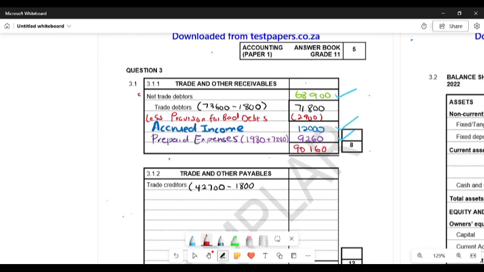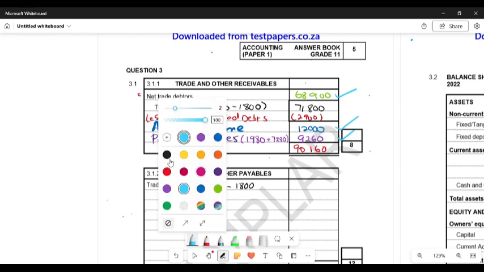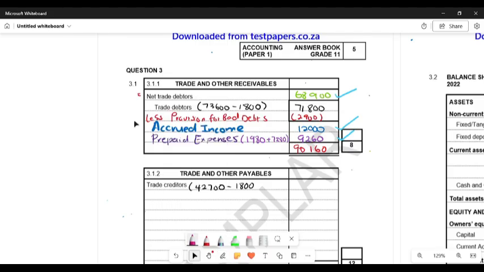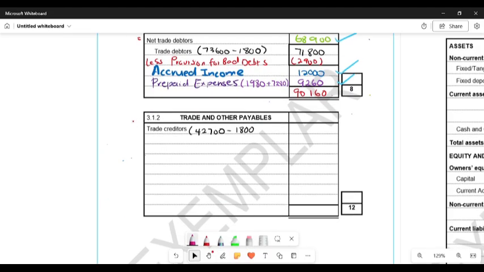All right. Now, let us move on to trade and other payables. We are done with trade and other receivables. Now, with regards to trade and other payables, remember we have trade creditors. What exactly is your trade creditors? This is your creditors control, taking into consideration any adjustments that have to do with creditors. Remember, creditors are those people you owe money, right?